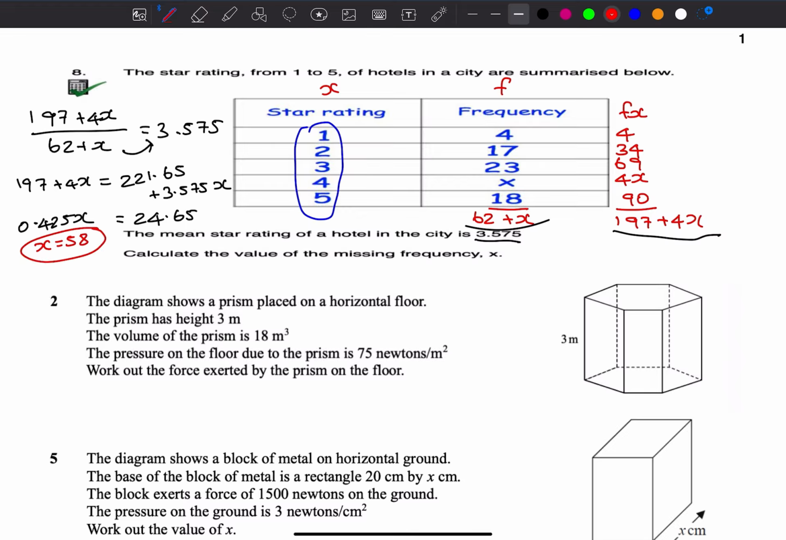Okay, if the answer is not a whole number, then I know it's incorrect. If it's a whole number, then most likely it's fine.